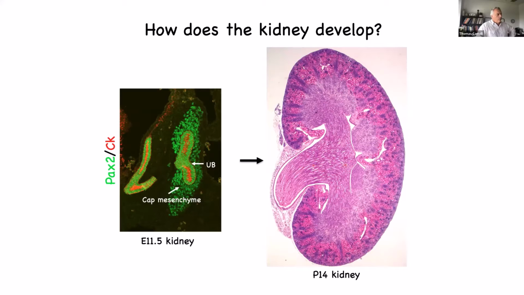Then within just a couple of weeks, 3 weeks, you expand tremendously to a point where you have a mature kidney in the adult. It's estimated that over 30 different cell types have now been identified in the adult, with billions, perhaps trillions of cells in the mature organ. So how do we go from this relatively non-complex structure to this incredibly complex structure?